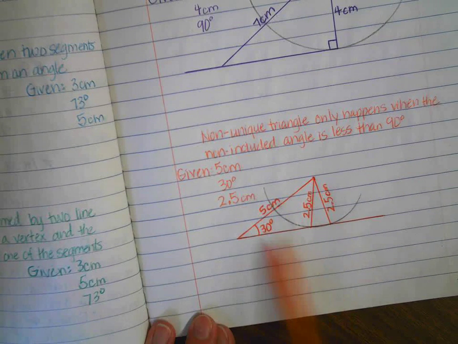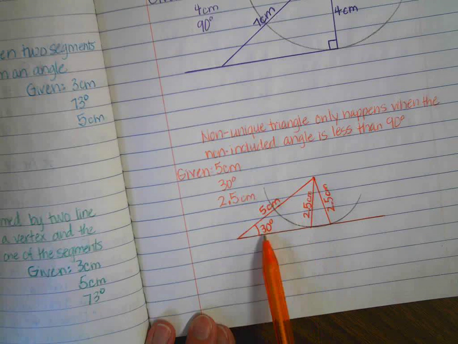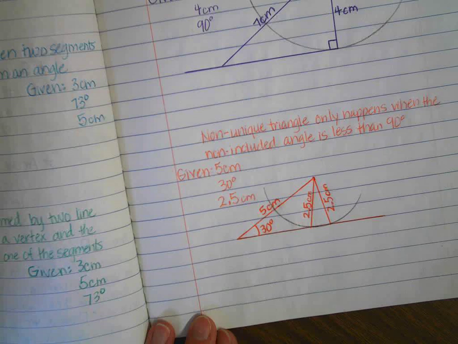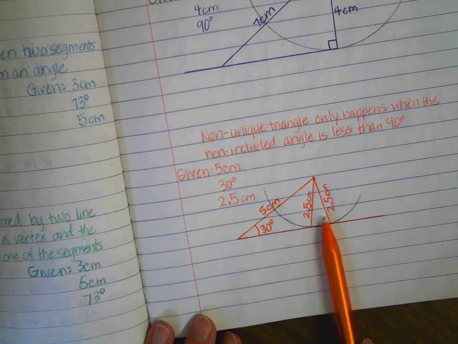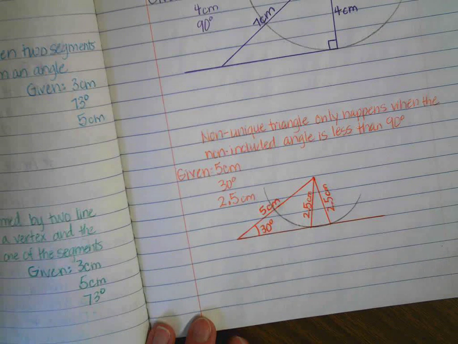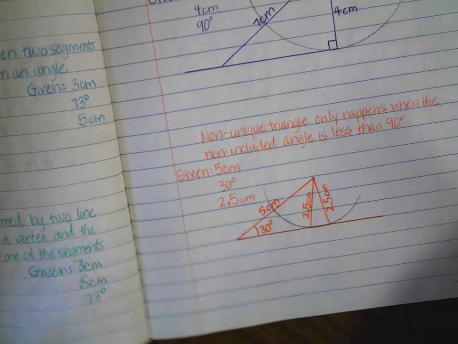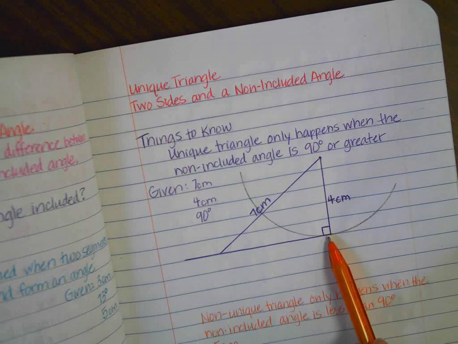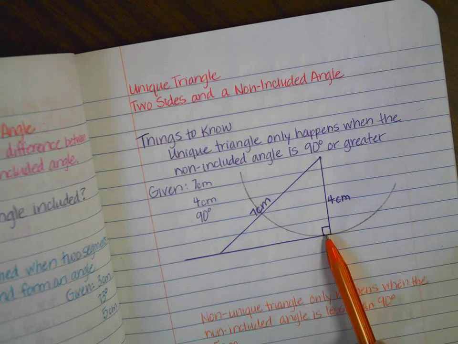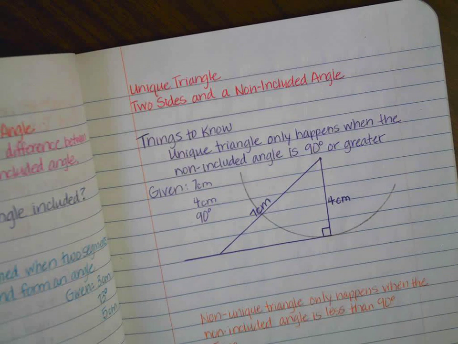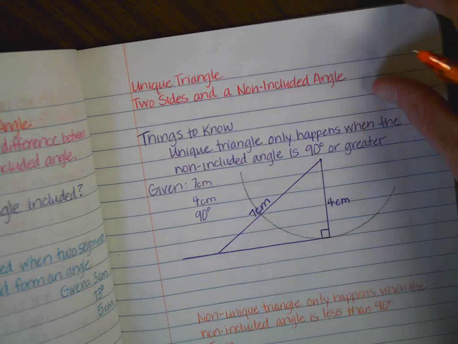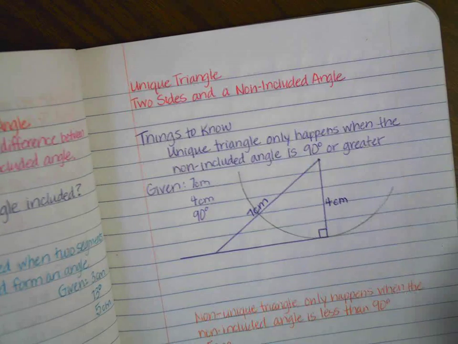So it says non-unique, so that means more than one. So we can create more than one triangle by using 30 degrees in the non-included angle, and each of the side lengths will still be 2.5. So there's 2 different triangles that can be built. Okay, that's what makes this non-unique. This one has to be unique because the degrees that were used in the non-included angle was 90 degrees. Okay, I know it gets a little bit tricky. The coolest thing that I like about this is you need to practice. And the more you practice, the more it will make sense, and then you've got it.